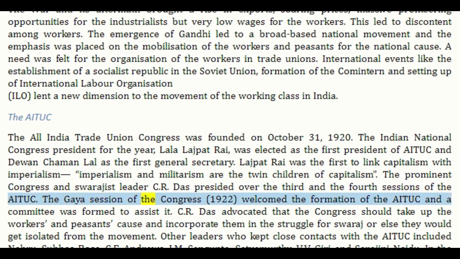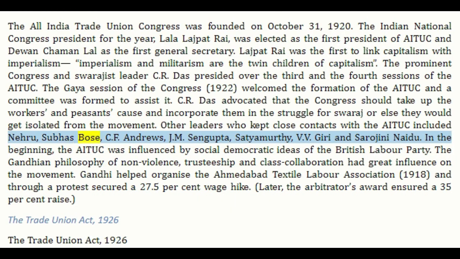The Gaya session of the Congress, 1922, welcomed the formation of the AITUC and a committee was formed to assist it. C.R. Das advocated that the Congress should take up the workers' and peasants' cause and incorporate them in the struggle for Swaraj, or else they would get isolated from the movement. Other leaders who kept close contacts with the AITUC included Nehru, Subhas Bose, C.F. Andrews, J.M. Sengupta, Satyamurthy, V.V. Giri and Sarojini Naidu.